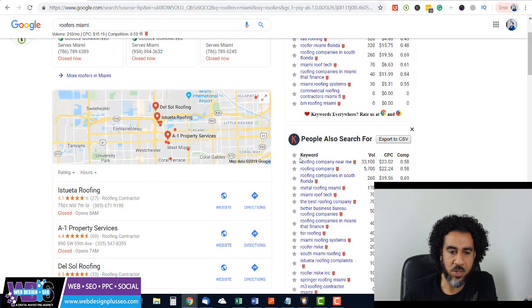And it has this cool little feature. You can click on this stuff here, and you can export it to a CSV file in Excel, and then sort through it and save it for later.